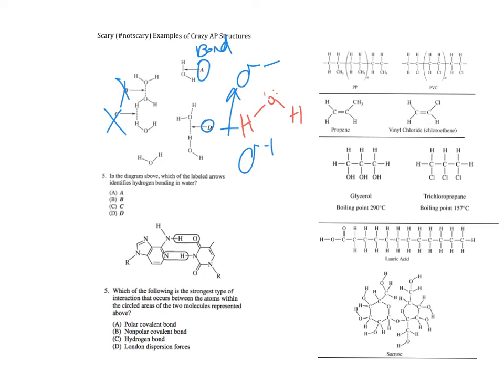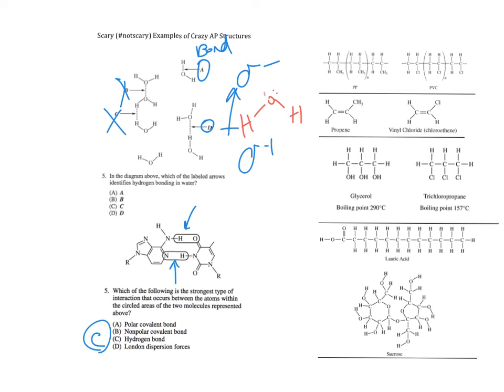Number 5 is also really simple. Which of the following is the strongest type of interaction that occurs between the atoms? Between the atoms, so we're looking for intermolecular, within the circled areas. So if you look, that's the makings of a hydrogen bond, right? That's the makings of a hydrogen bond, and that is your answer. Your answer is C.